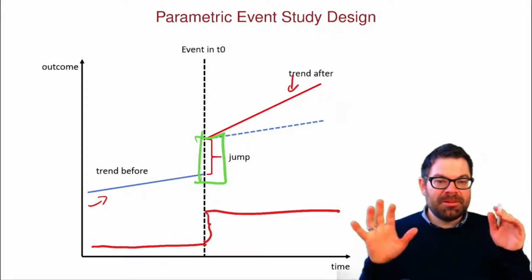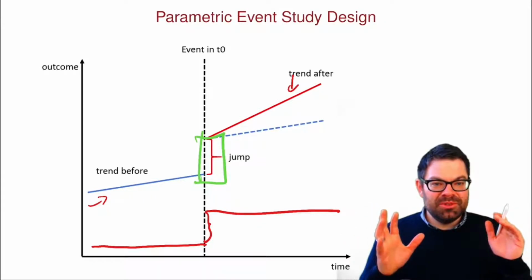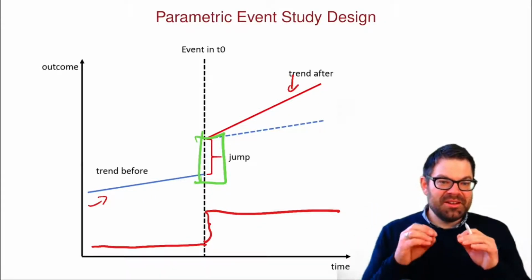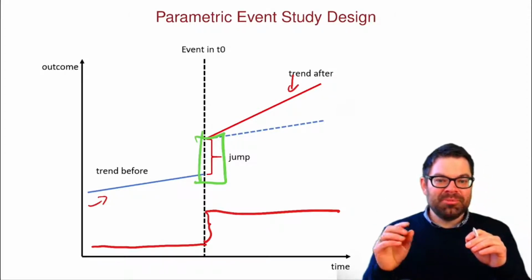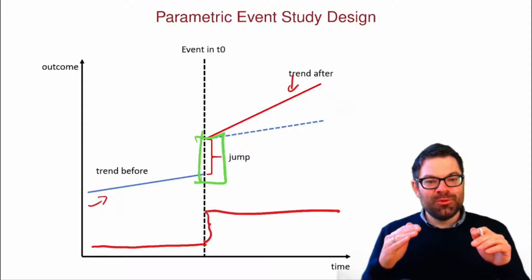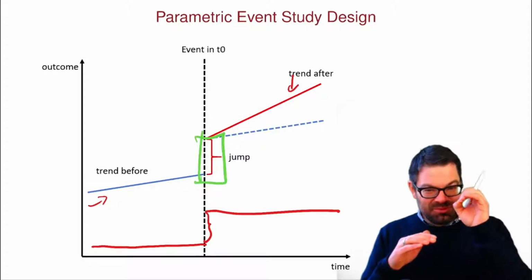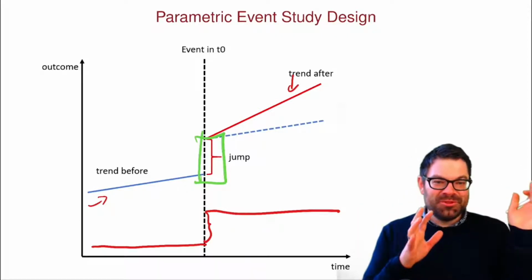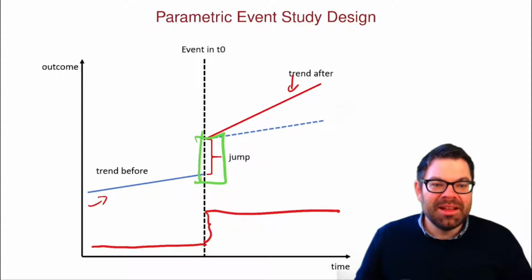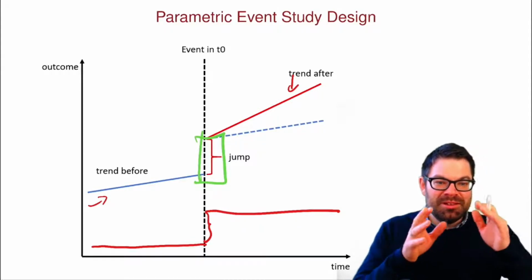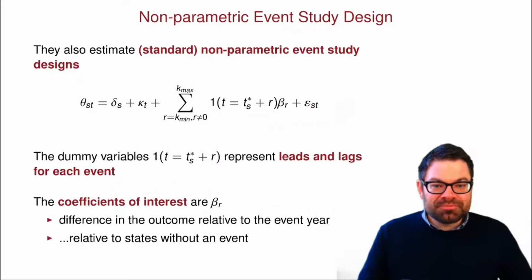So these are still parametric event study designs, because all you're estimating here is this one average parameter, but you have no flexibility. You force anything that comes afterwards as being treated, anything before as being untreated, but no difference between different periods post or before treatment.